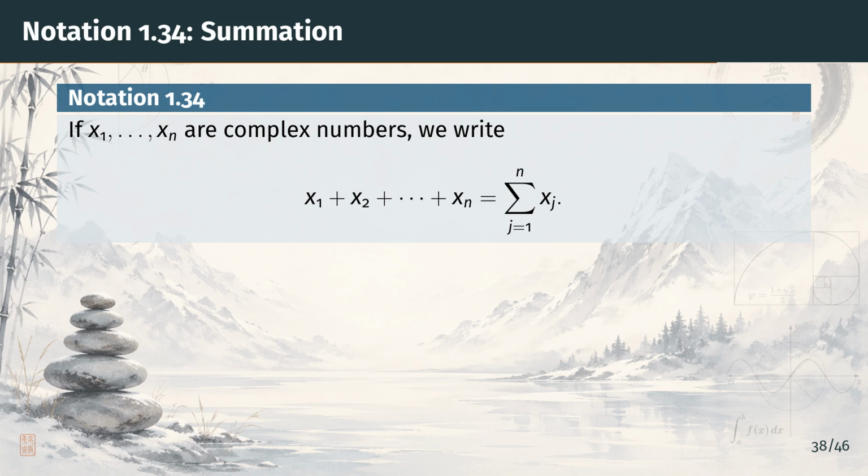Before we state the Schwarz inequality, we introduce the standard summation notation. The capital sigma denotes a sum over the index j running from 1 to n. This is purely a notational convenience, but it will make the upcoming theorem statement much more compact. Now, let's state the Schwarz inequality.